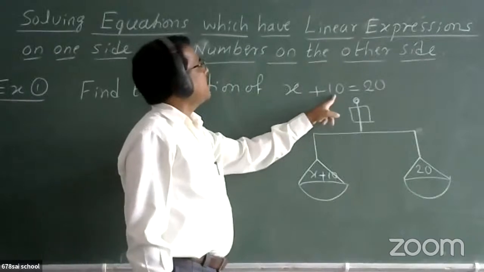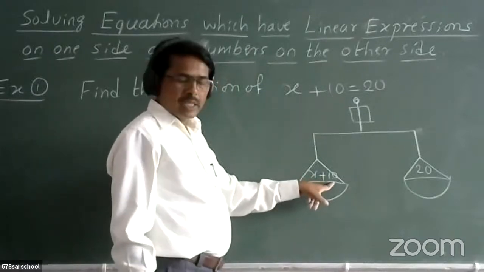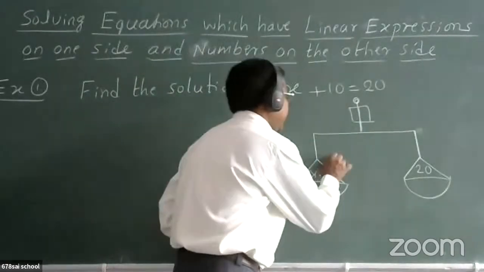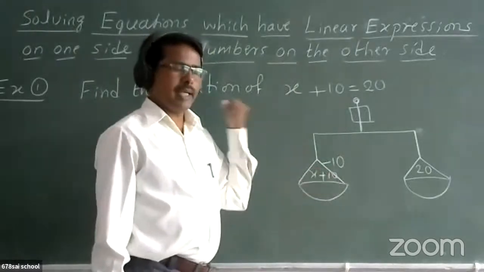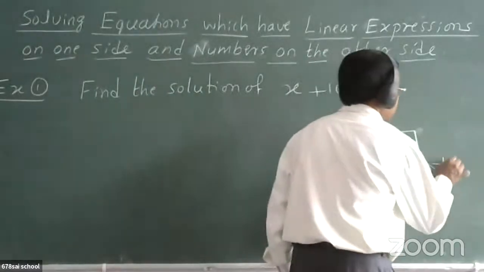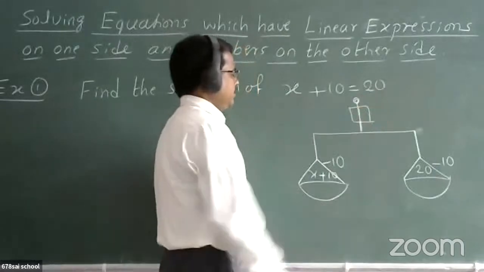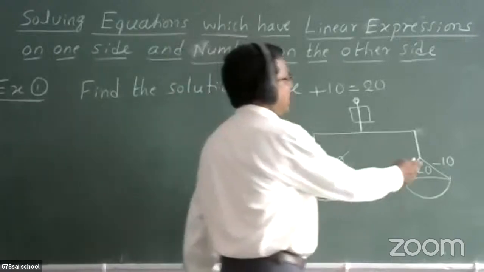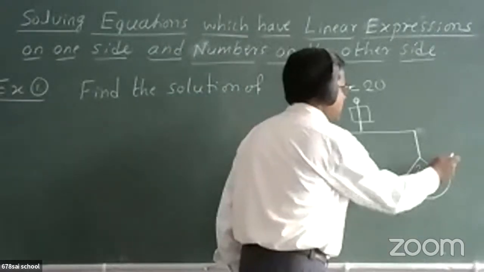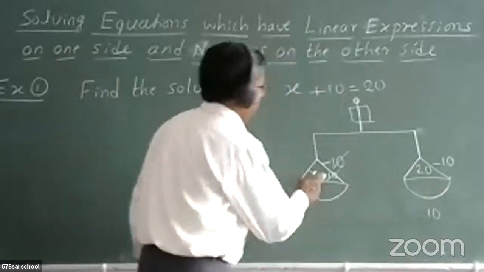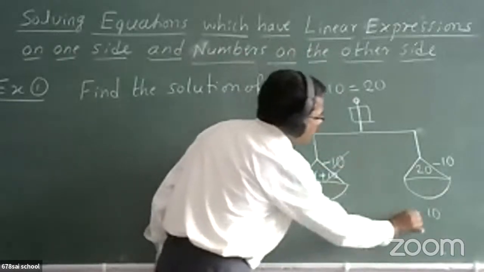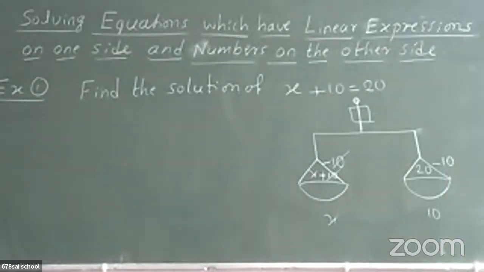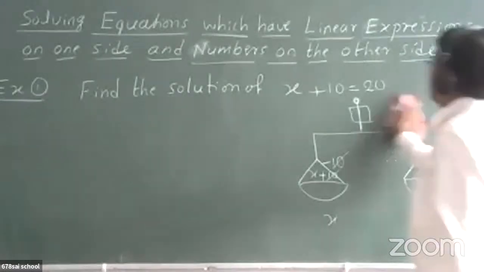So I don't want 10, means what I should do? Already plus 10 is there. Removing means I should put minus 10. Here also I should remove minus 10. Then equality is the same on both sides. Plus 10 minus 10 became 0. Here 20 minus 10 became 10. So x is 10 remaining. Correct? But always should we take a balance to solve? No.